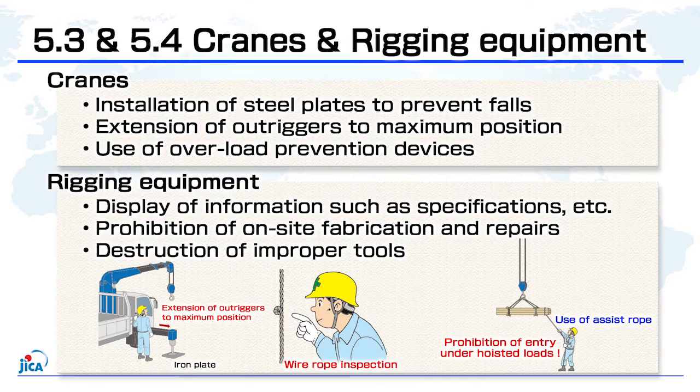Section 5.3 stipulates the employment of experts for planning the selection, assembly, use, and dismantling of cranes, and the safety requirements for mobile cranes. It defines the installation of steel plates to prevent mobile cranes from overturning, the full extension of outriggers, and the use of overload prevention devices. Section 5.4 covers the display of rigging equipment information, the prohibition of on-site fabrication and repair of rigging equipment, and the detachment and disposal of improper rigging equipment.